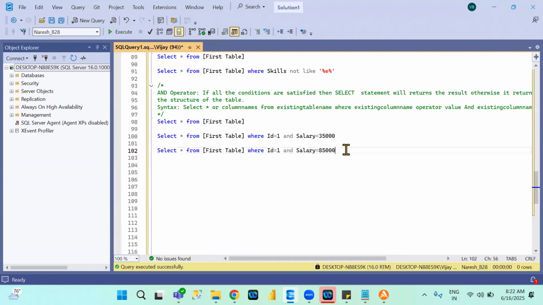Okay. You can use any type of operator. It's not compulsory to use only one. I told you all the operators, right? You can use any type of operator.